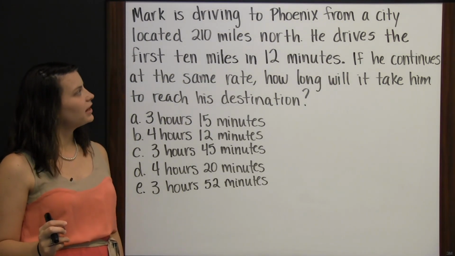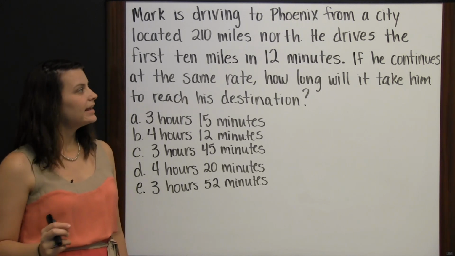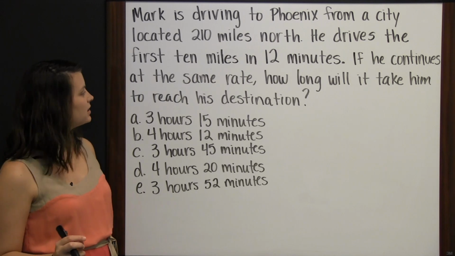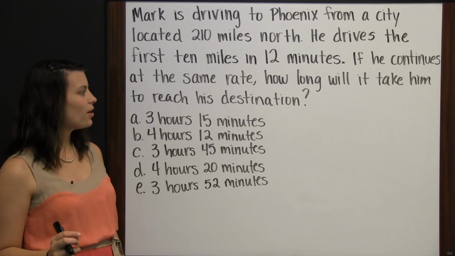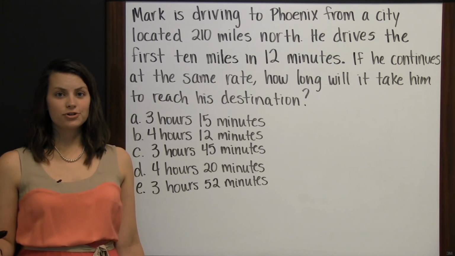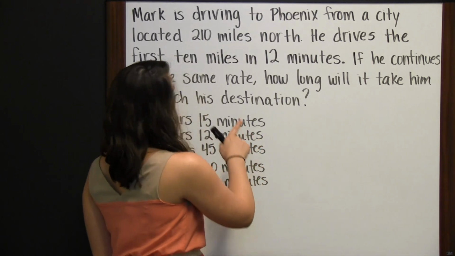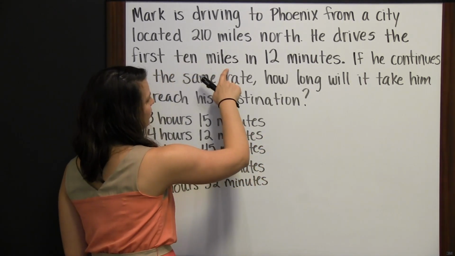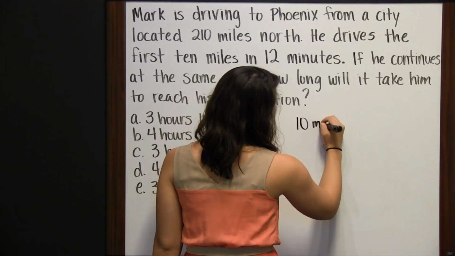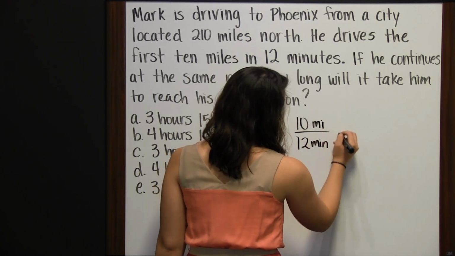Mark is driving to Phoenix from a city located 210 miles north. He drives the first 10 miles in 12 minutes. If he continues at the same rate, how long will it take him to reach his destination? We can use a proportion to solve this problem. We know that the first 10 miles took him 12 minutes, so that's one ratio. 10 miles took 12 minutes.